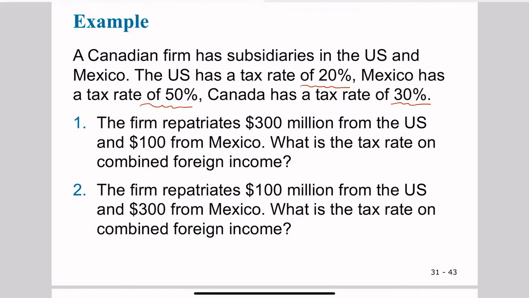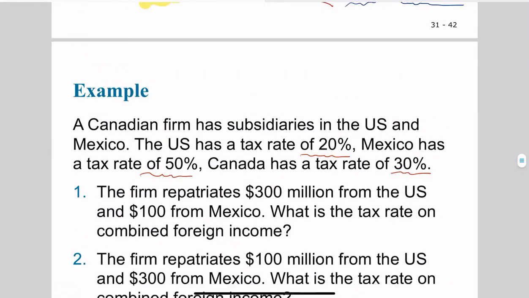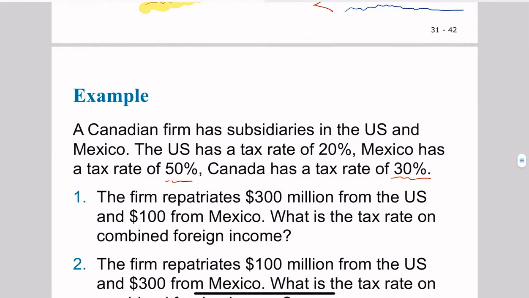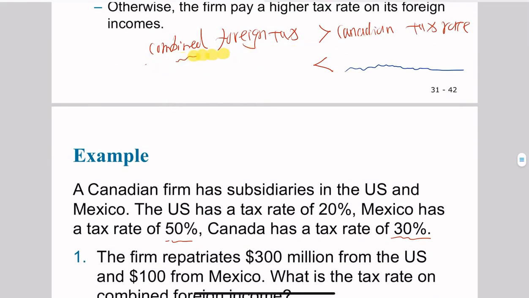What is the tax rate on this combined foreign income? The second question, let's say the firm repatriates $100 million from the US and $300 million from Mexico. What is the tax rate on the combined foreign income? So let's see how this works.